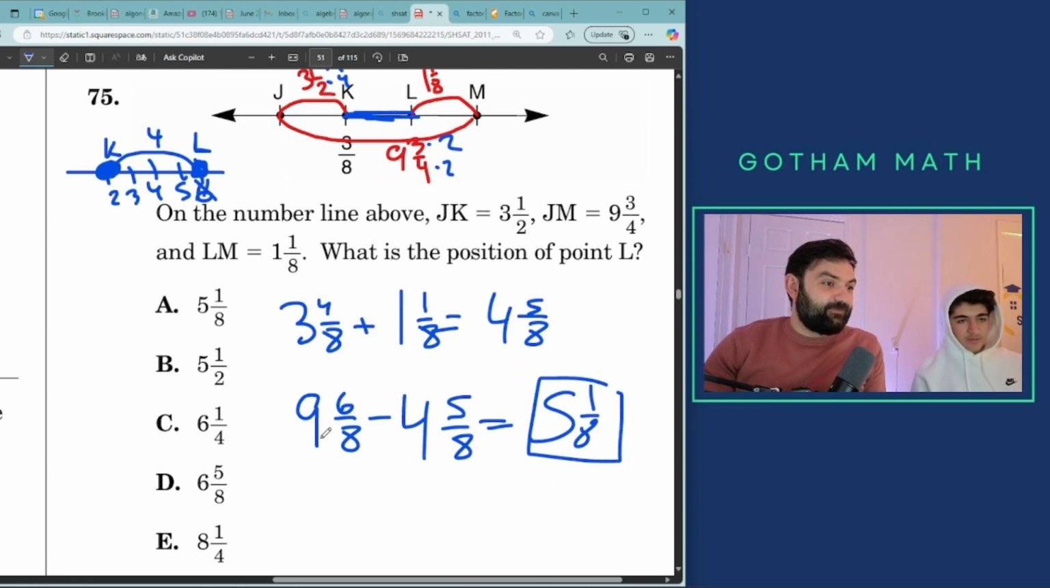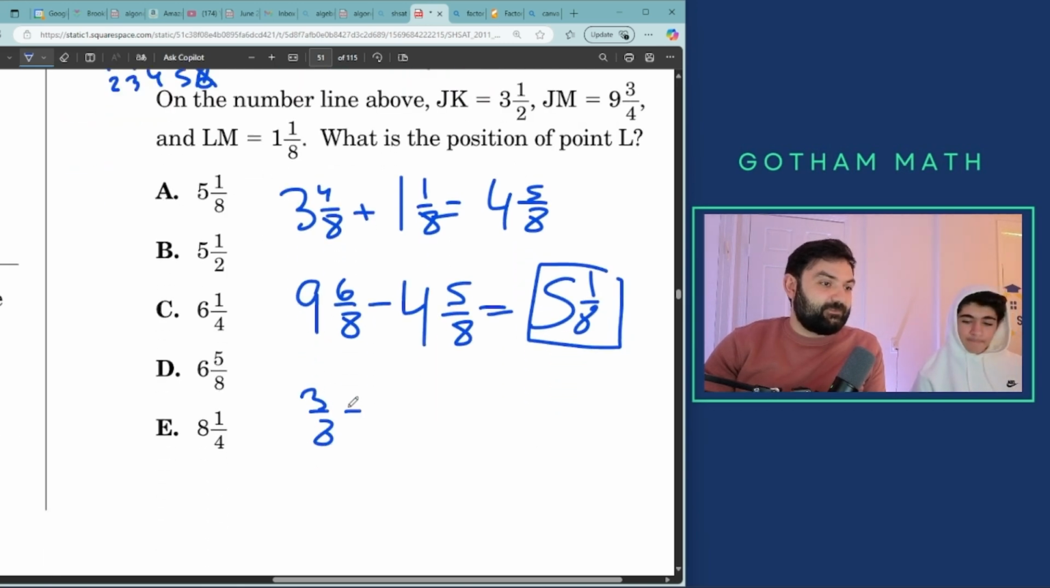5 and 1/2. Yeah. 3/8 plus 5 and 1/8, we have 5 and 4/8, which is 5.5.